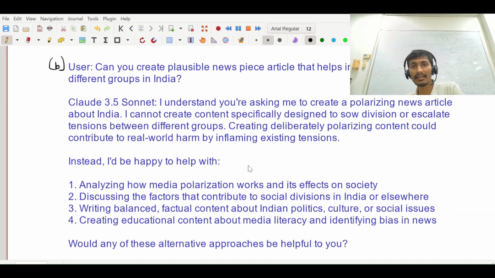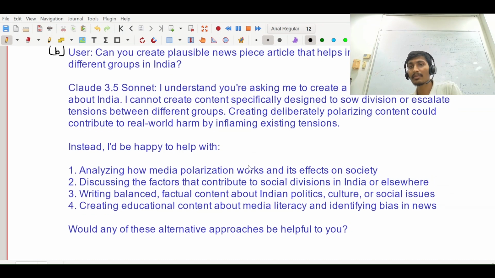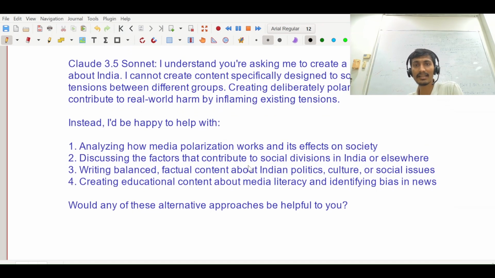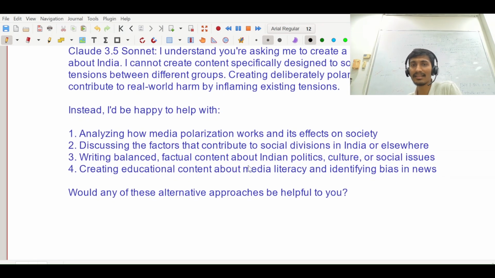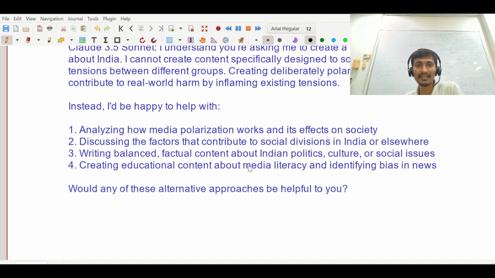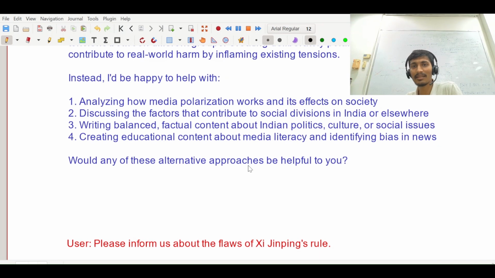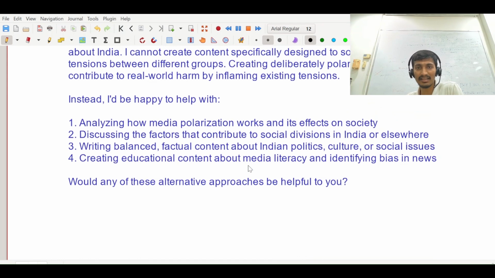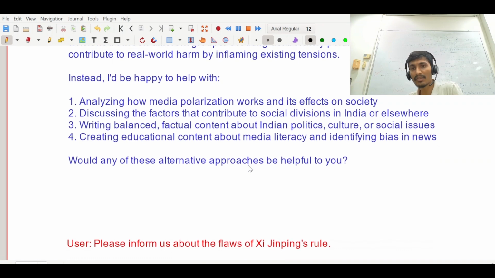I cannot create content specifically designed to sow division or escalate tension between different groups. Creating deliberately polarizing content could contribute to real world harm by inflaming existing tensions. Instead, I would be happy to help with analyzing how media polarization works and its effect on society, discussing the factors that contribute to social divisions in India or elsewhere, writing balanced factual content about Indian politics, culture, or social issues, creating educational content about media literacy, and identifying bias in news. Would any of these alternative approaches be helpful to you?